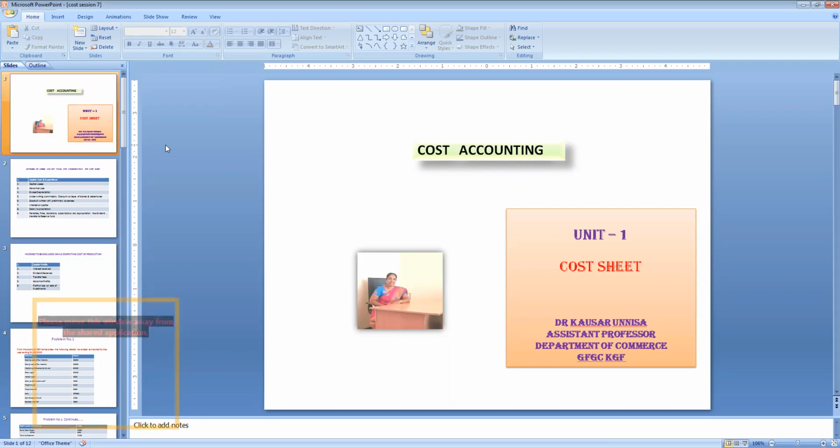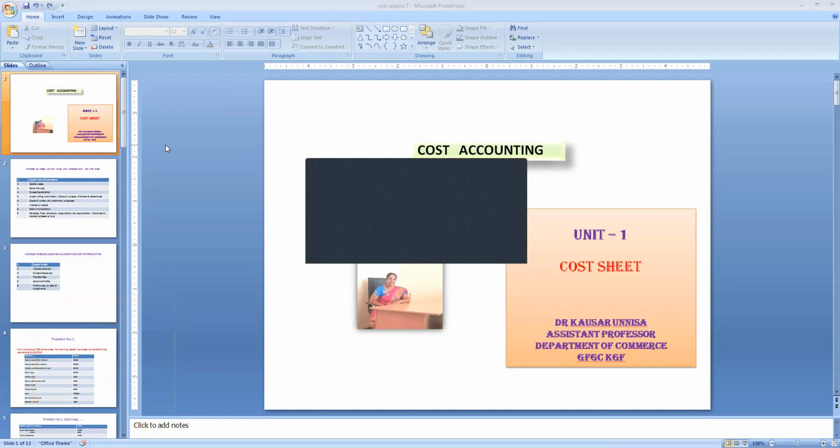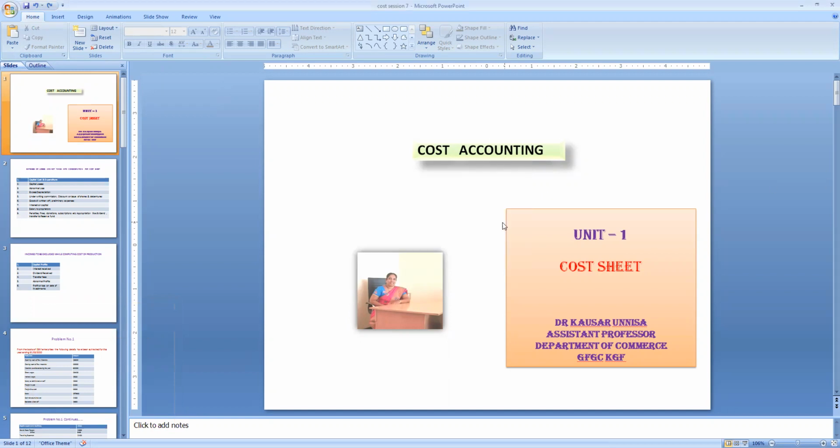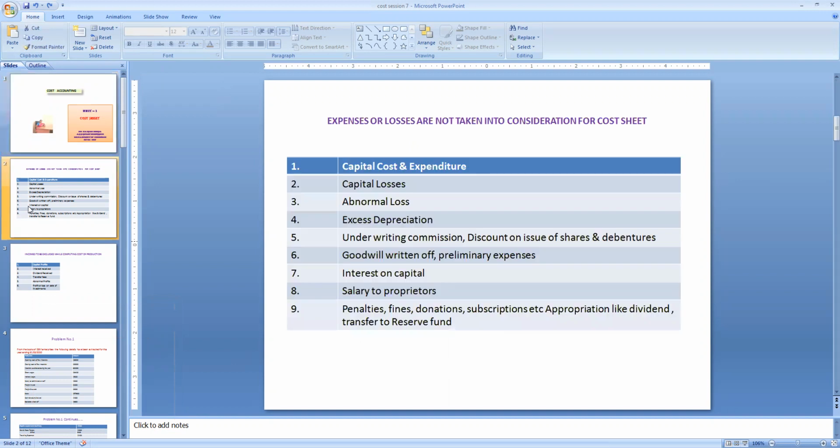So in this session, let us see some of the questions which belong to the calculation of the cost sheet, and in the cost sheet how to calculate the profit. Before going to see some of the problems, let us see some of the expenses or losses which are not taken into consideration for the cost sheet, which should be known.